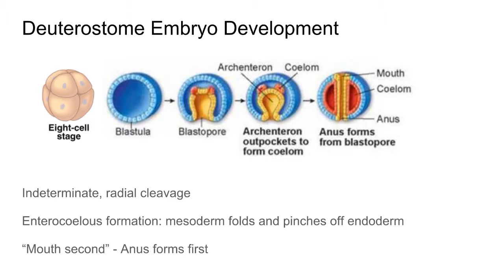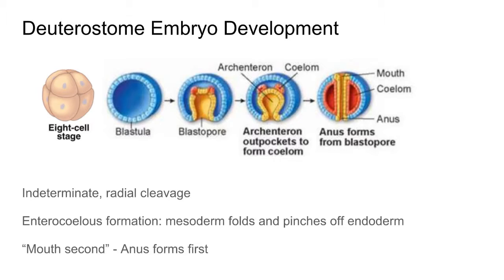And then once we enter the blastula phase of embryo development and we form the blastopore, what happens to form the coelom, the body cavity, is something referred to as enterocoelous formation. And what this term means is that the mesoderm will fold in on itself. So the mesoderm is the inner lining of the embryo at this point, and the mesoderm is going to fold in and pinch off and eventually form the body cavity. And the body cavity, as it matures and develops, is going to be fully lined in mesoderm. Mesoderm is the red tissue, what we're seeing in these diagrams.